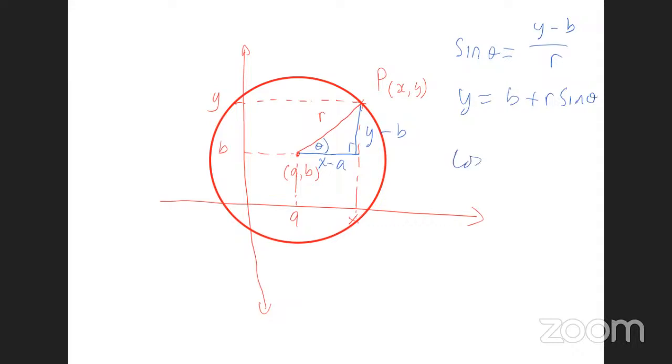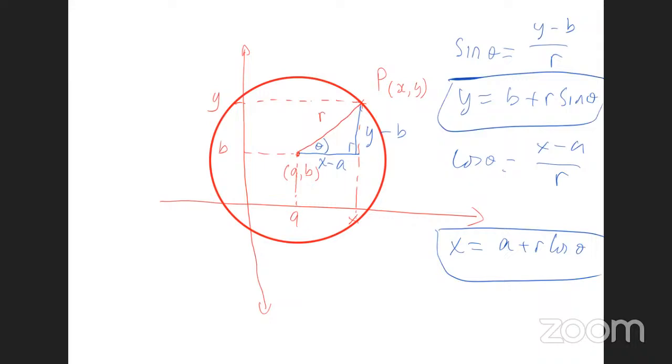What is cos theta? Cos theta is adjacent over hypotenuse, right? You okay there? So therefore, x is what? X will be a plus r cos theta. And there you have it. This and this is the parametric equation of a circle. Okay? So if you have x and y in that form, you have a parametric. Okay? Copy it down.